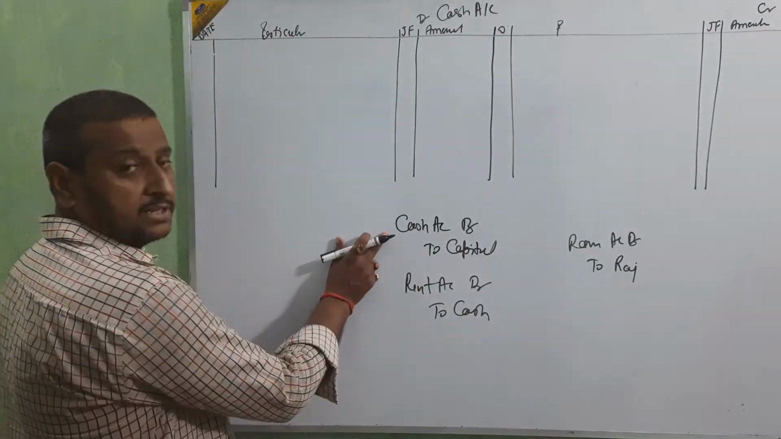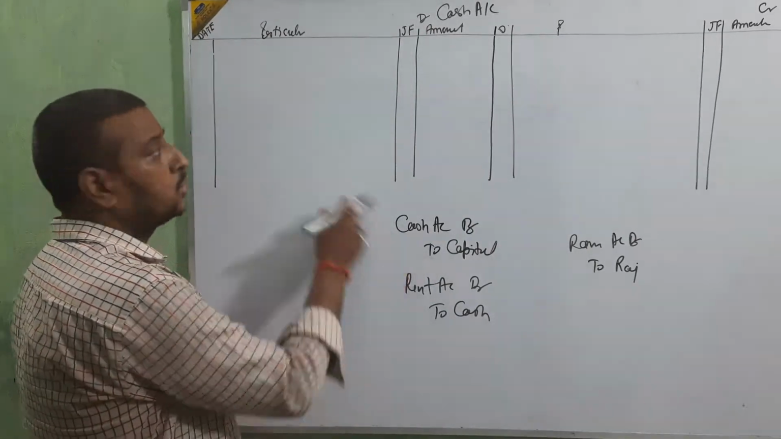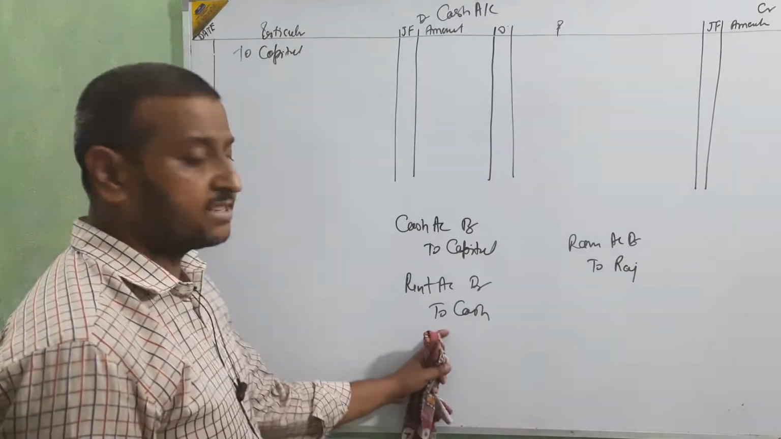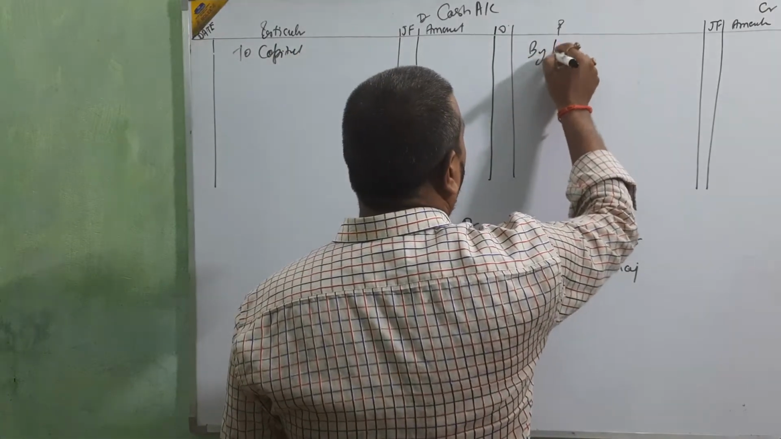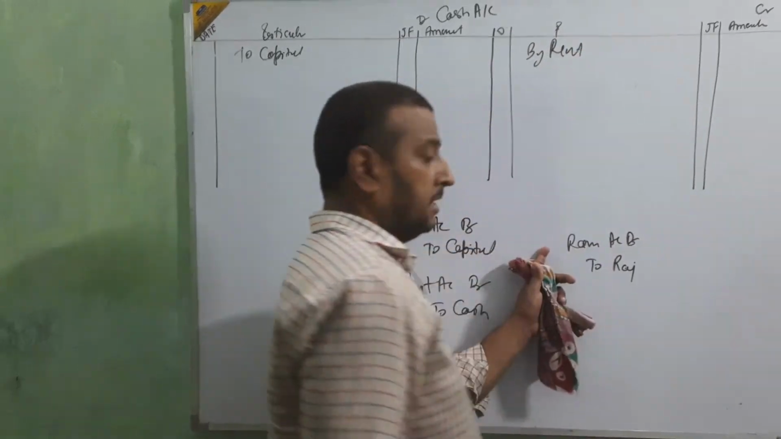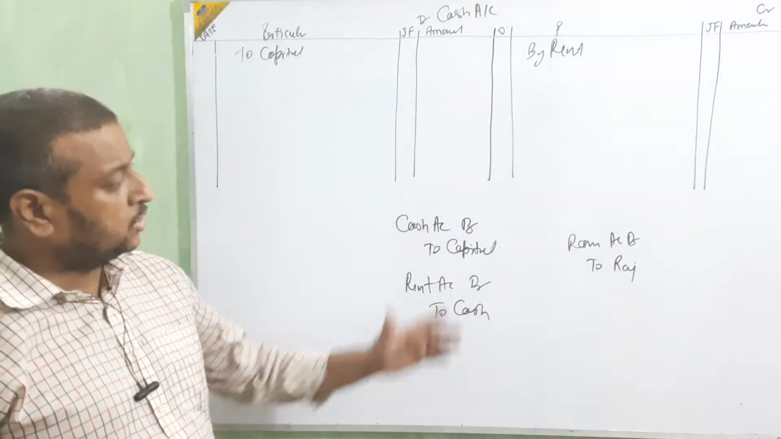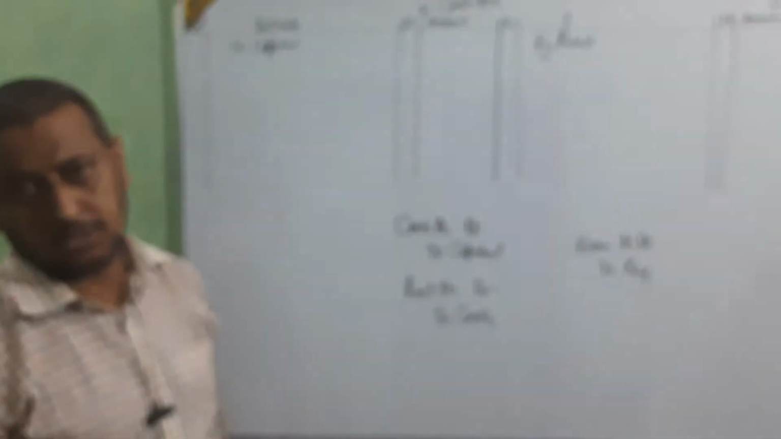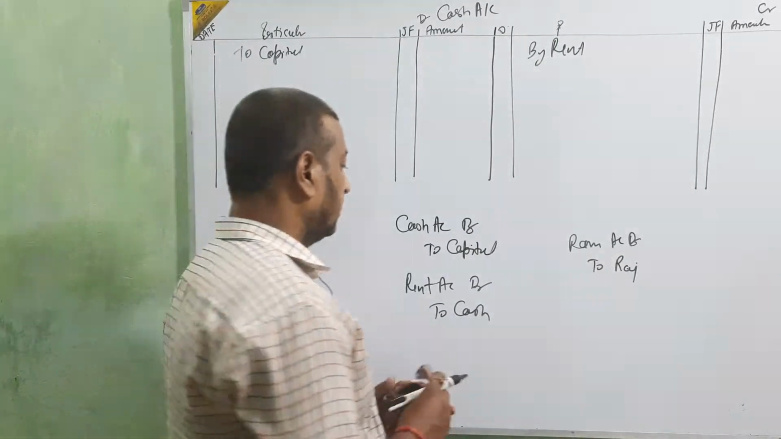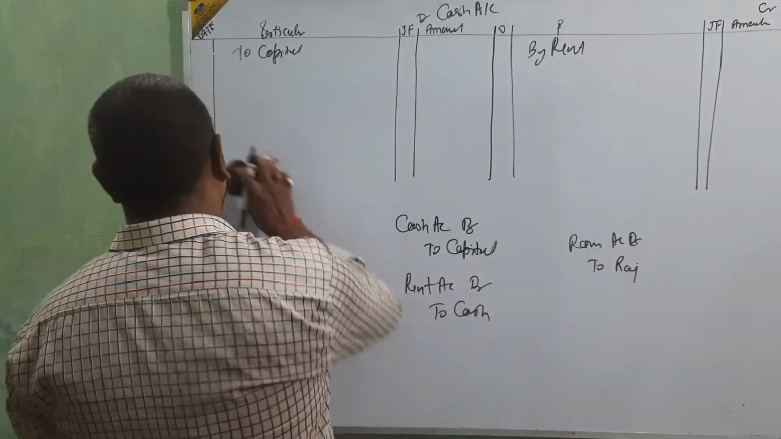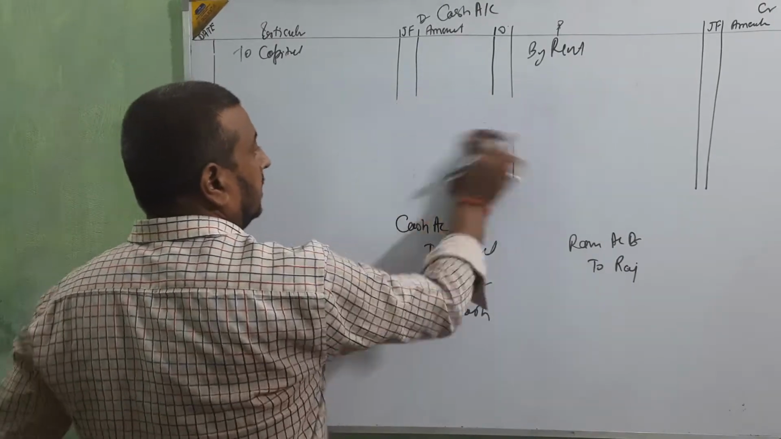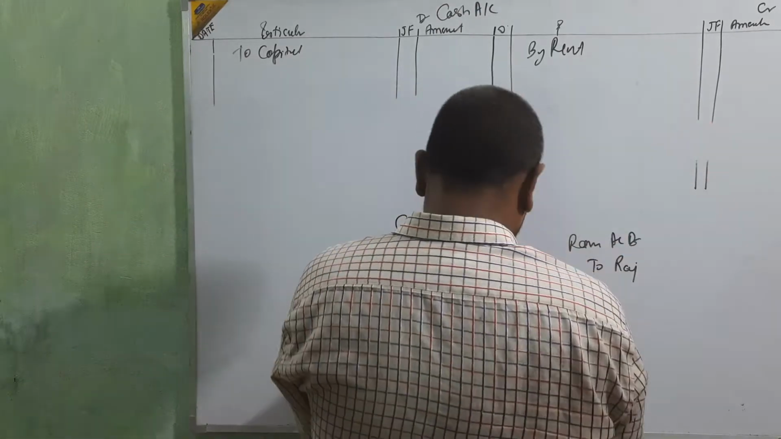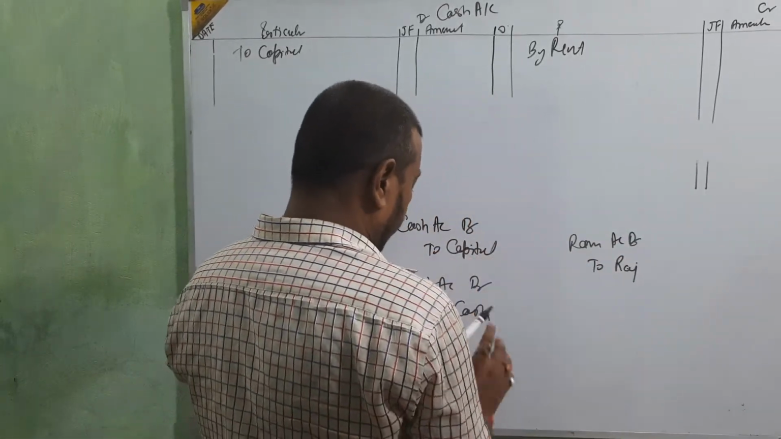As in this case, cash. Here cash is debit, then to capital. Here cash is credit, then by rent. Here Ram to Raj: no cash is there, so we are not going to take this entry in the posting of the cash account. Clear or not? Next, we are going to make the next account. Here I am not going to do the balancing. First you will understand how to make the accounts, then I will go for the balancing. Okay, beta?